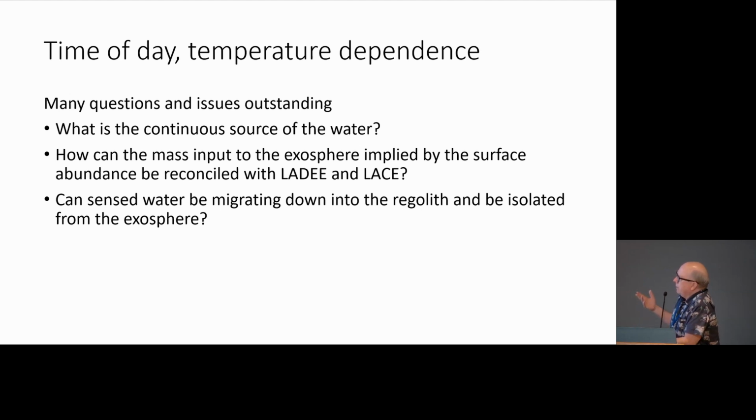And there's been a suggestion that possibly the 3 micron and 6 micron signal may be sensing some water that's migrating vertically in the regolith and is somehow isolated from the exosphere.